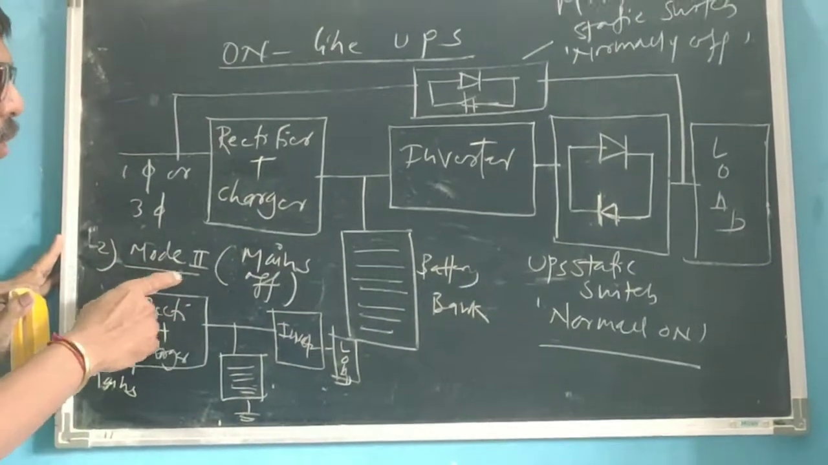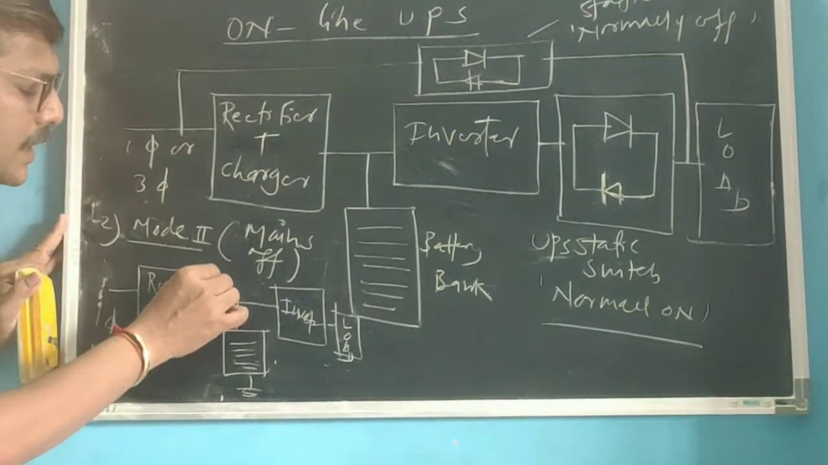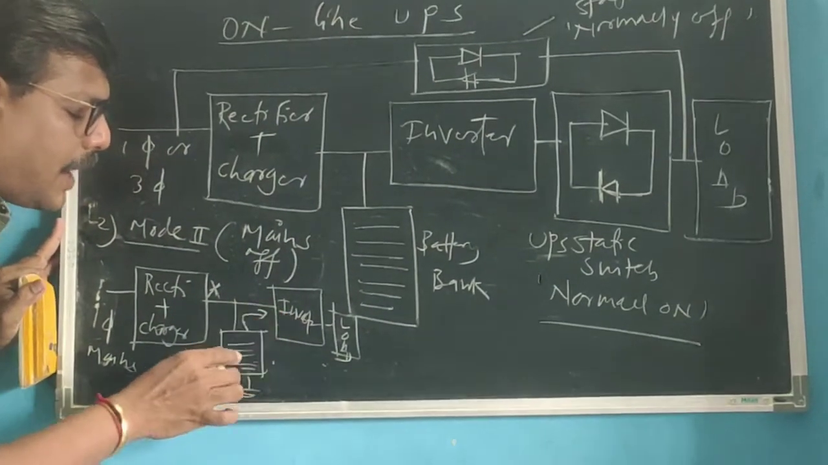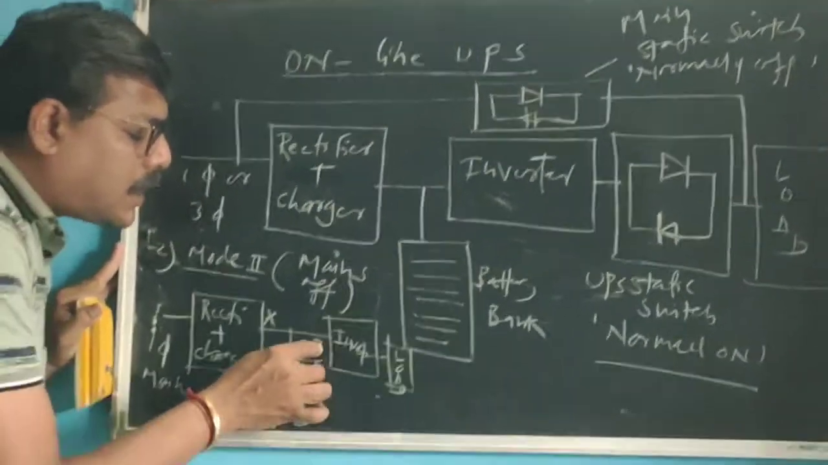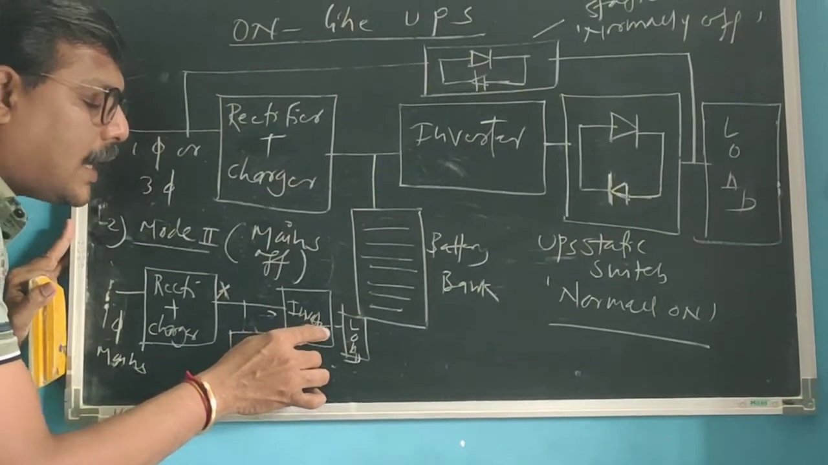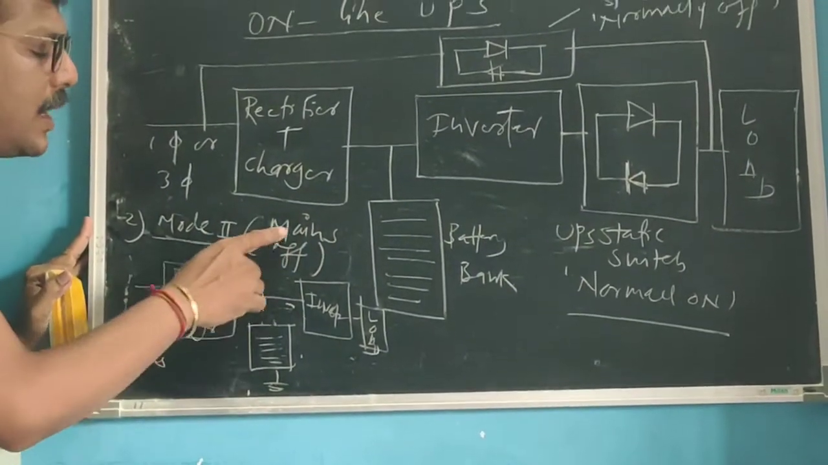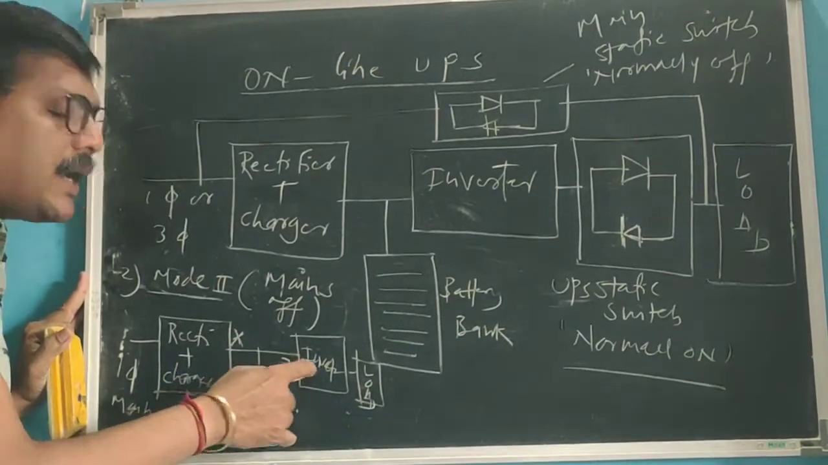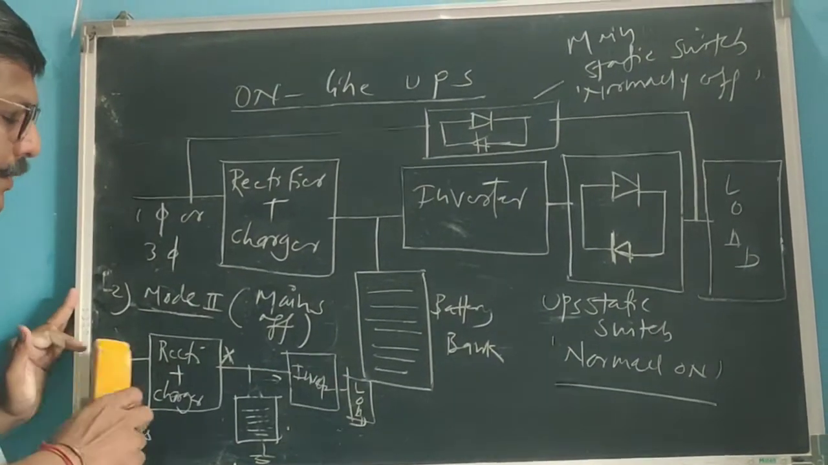So in mode 2, when the mains is off, when the power supply is not present, the inverter will take the power from the battery. The battery bank will provide DC to the inverter. The inverter converts this DC of the battery to AC, and after that the AC voltage is given to the load. This is your mode 2, when the mains is off.